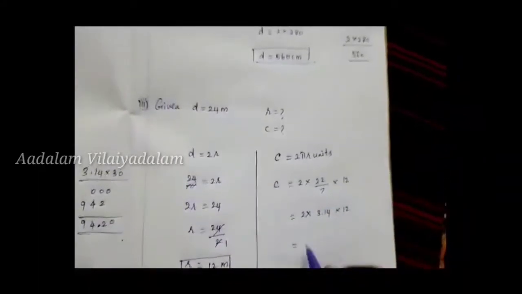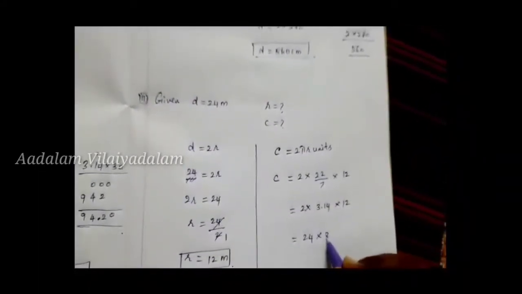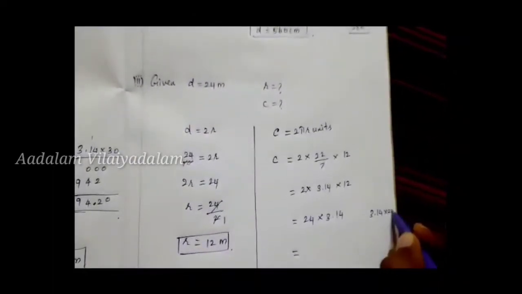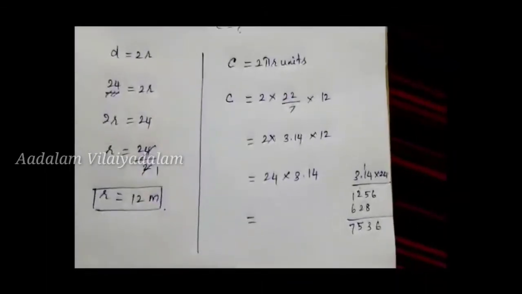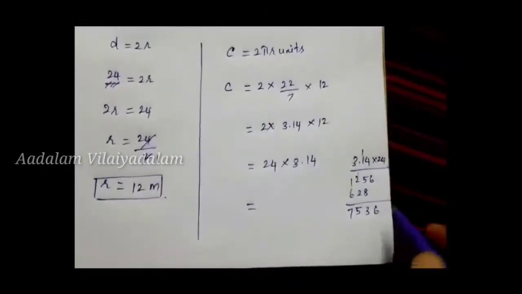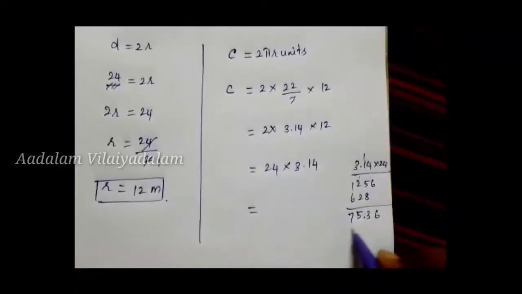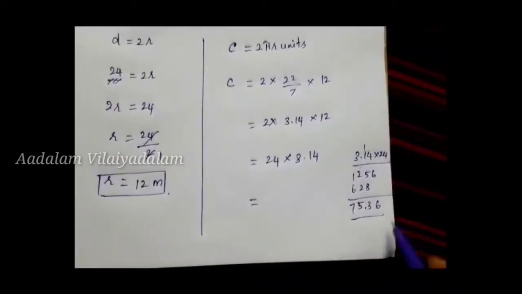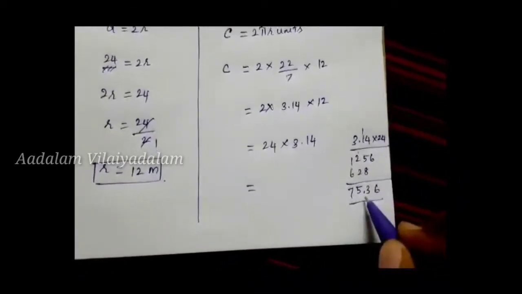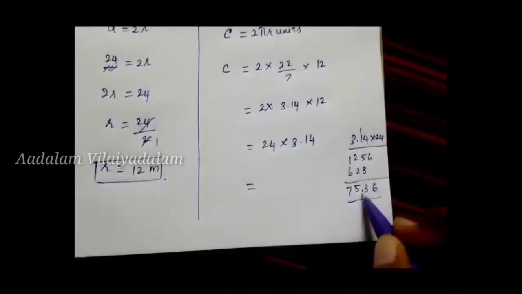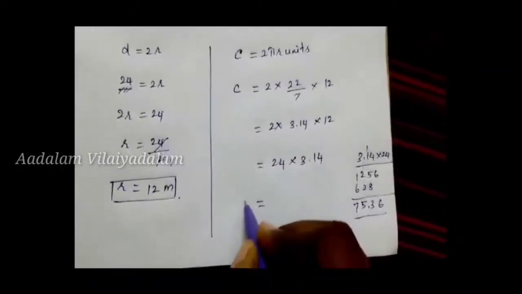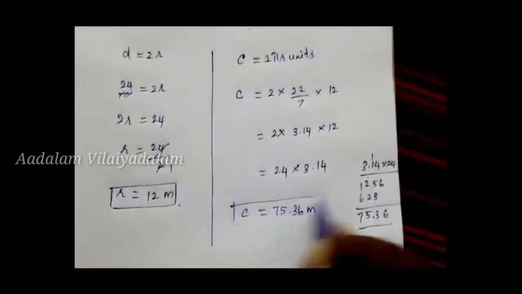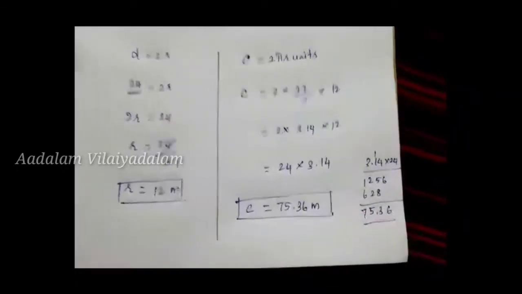Now 2 into 12 we get 24. With the multiplication of 3.14 we get 3.14 into 24. Product of this we get 75.36, because here we have 2 digits of decimal. Therefore, if we move the decimal point to the left side, then we get 75.36. Then the circumference value is 75.36 meter, which is the given unit.